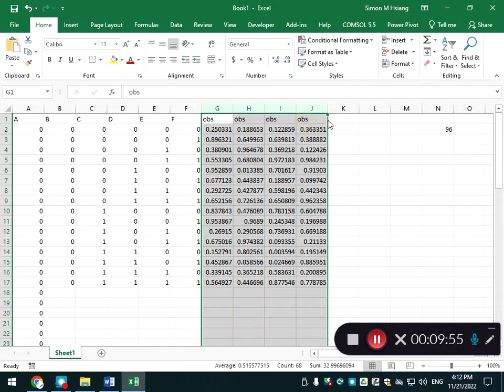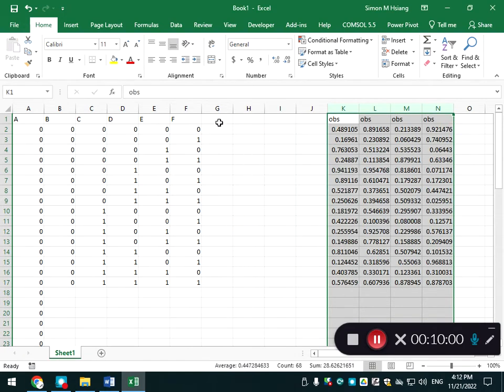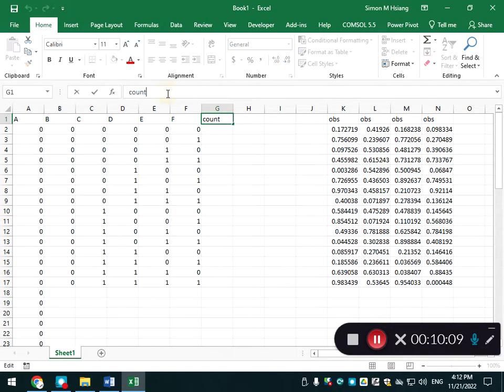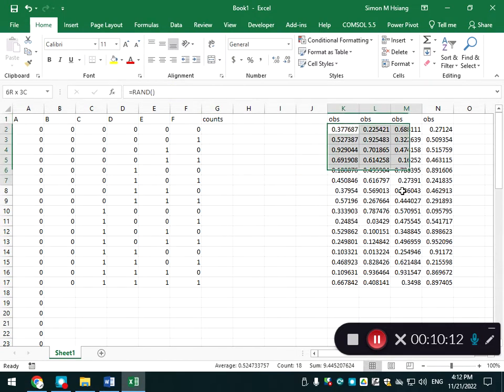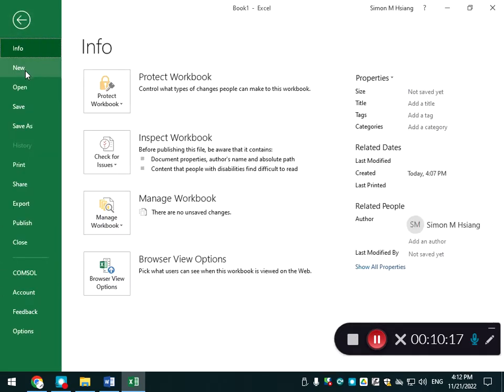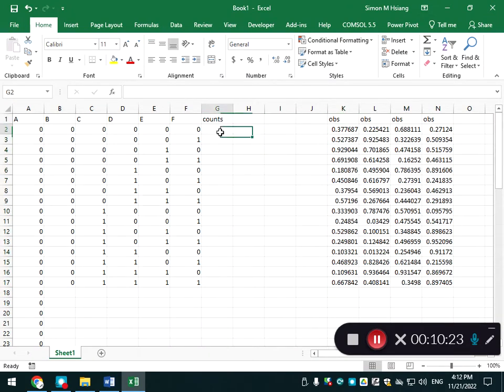Hey, I don't have observations. Usually what we have is counts. How many times... let me make this Control C. It doesn't matter. And what do I mean by count? It means 0, 0, 0, 0, how many times it happened?